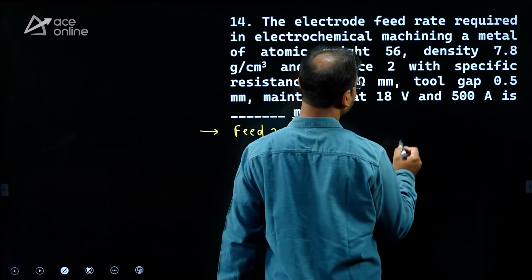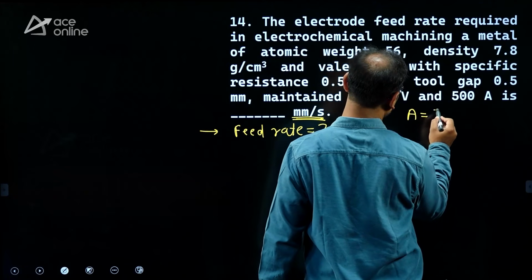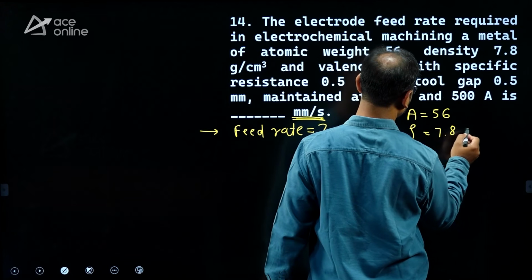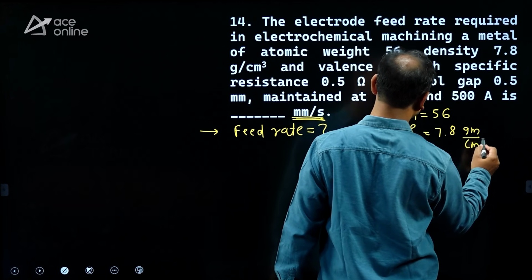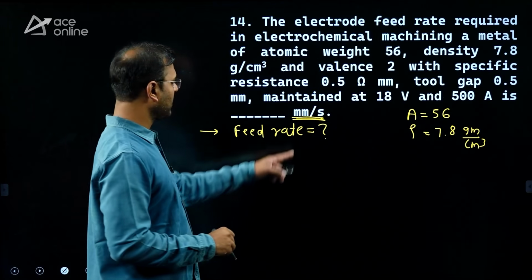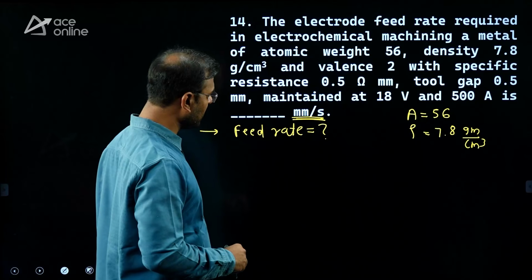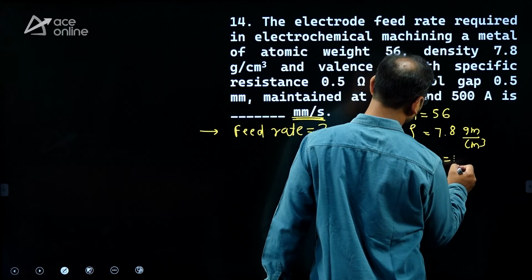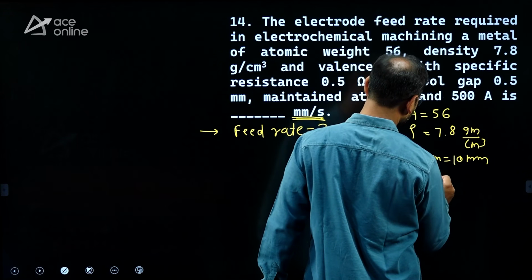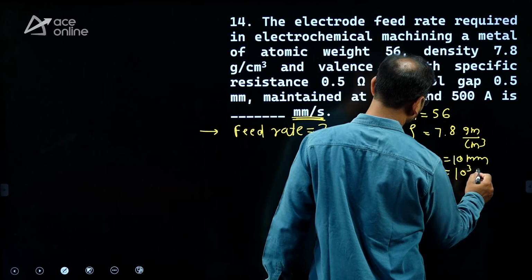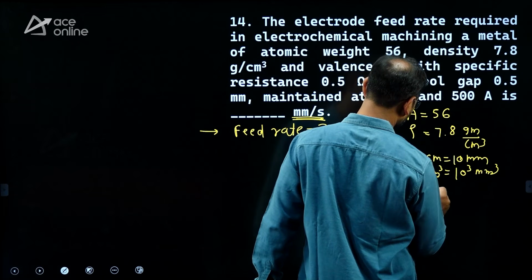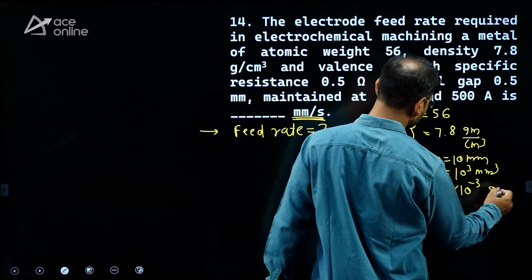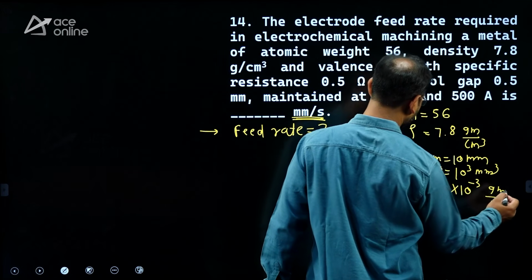In a metal of atomic weight 56, atomic weight capital A, I am writing 56. Density is 7.8 gram per centimeter cube. You must concentrate on the unit. Here it is given in centimeter cube, and the final answer we have to calculate in millimeter per second. It means the density centimeter we have to convert into millimeter. 1 centimeter is equal to 10 millimeter, and 1 centimeter cube is equal to 10 raised to 3 millimeter cube. Therefore, rho is equal to 7.8 divided by 10 raised to 3, which in the numerator is 10 raised to minus 3 gram per millimeter cube.